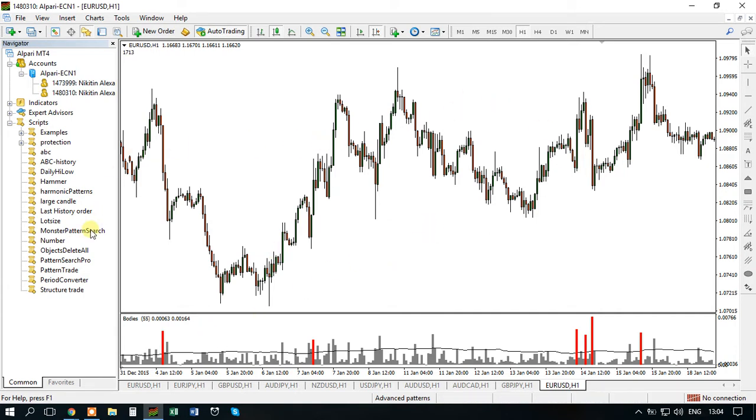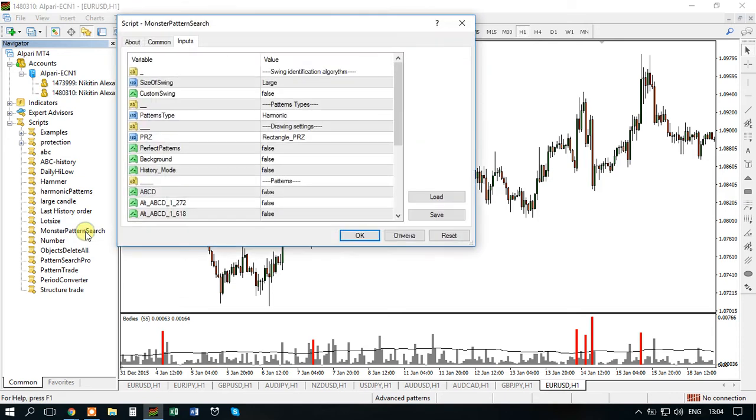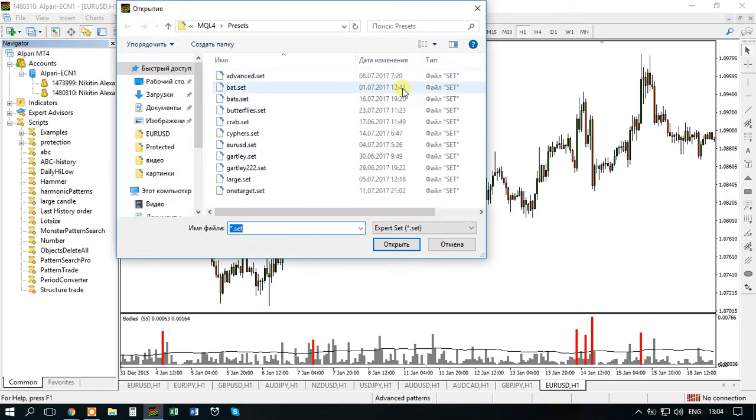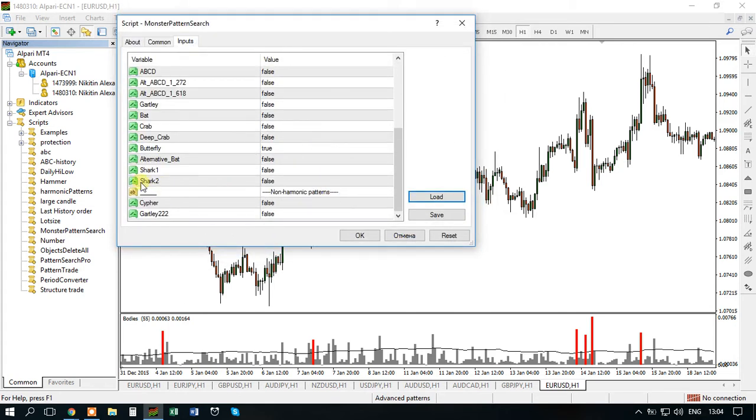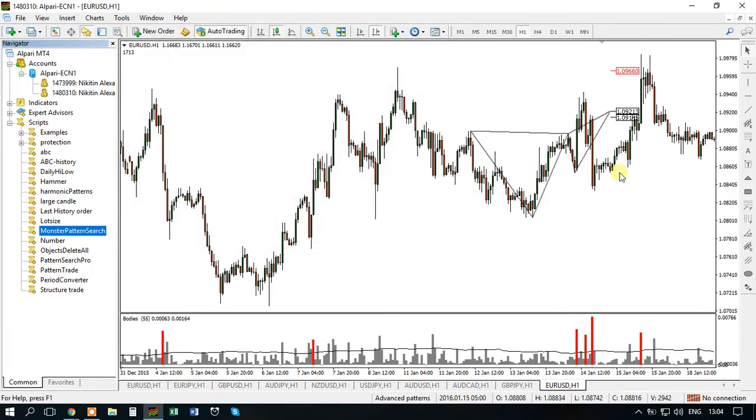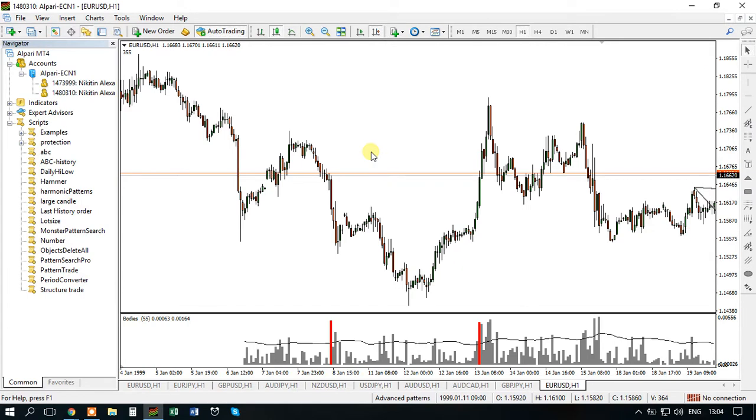And to do that, I am going to demonstrate the butterfly formations on the chart. Let me draw them. Okay, swing identification large, butterfly is true. Okay, done. So within a matter of seconds, we have how many patterns? 355 patterns drawn on the chart, starting from 1999.